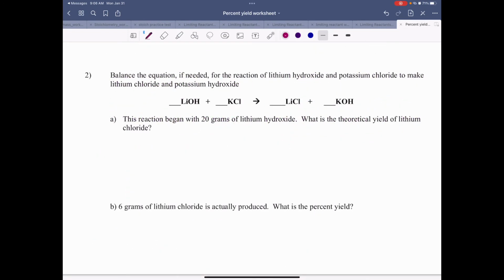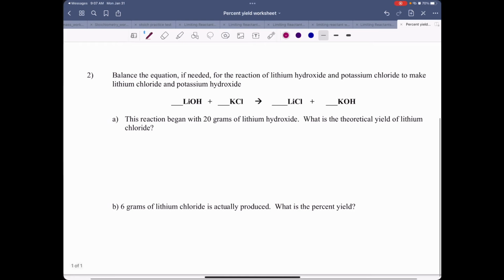Okay. Number 2, we have to start by balancing it out. I'm just going to take a quick peek right here. We've got 1 lithium, 1 lithium, 1 OH, 1 OH, a single K, and a single Cl. So this is already balanced. Easy peasy, lemon squeezy. Let's go. So the reaction starts with 20 grams of lithium hydroxide. What is the theoretical yield of lithium chloride?